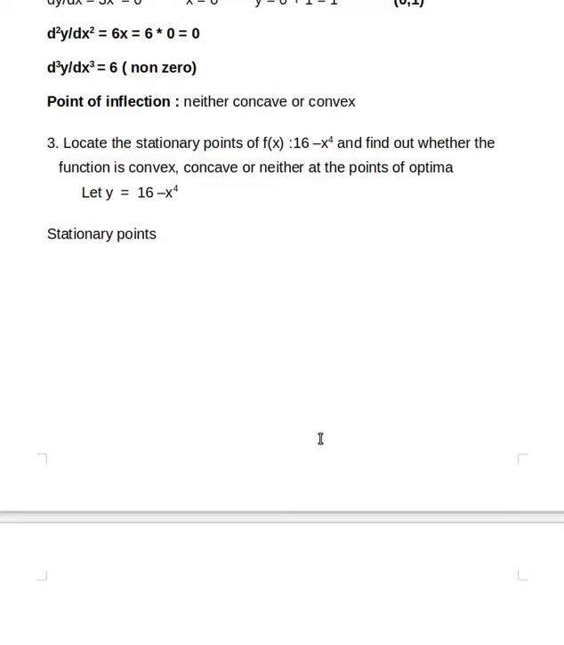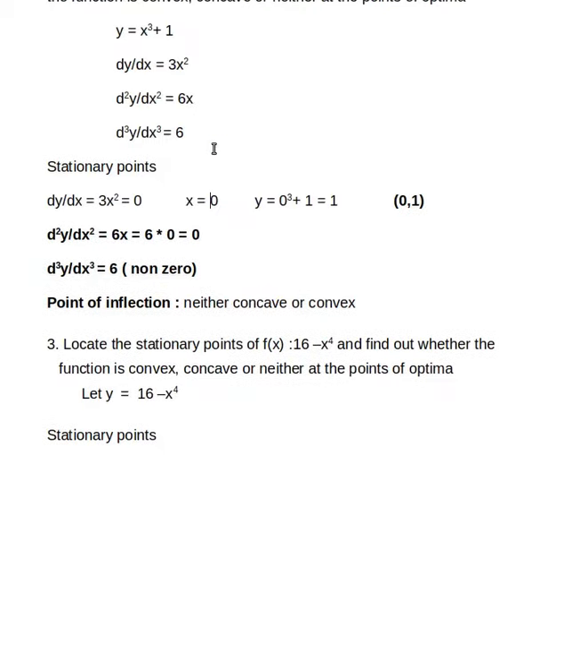So now we can move to the next question, that is, locate the stationary points of f of x equal to 16 minus x raised to 4. We have to find out whether the function is convex, concave, or neither. So first we write the equation, let y equal to 16 minus x raised to 4. This is a single variable function. We are dealing with a single variable x. Next we have to find the stationary points. For that, first we have to find dy by dx.